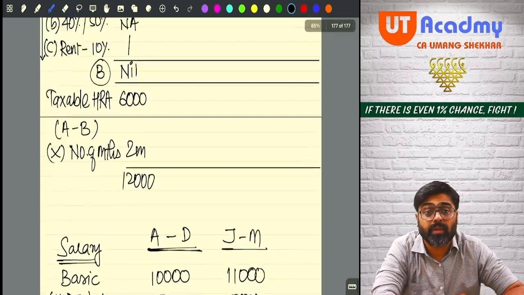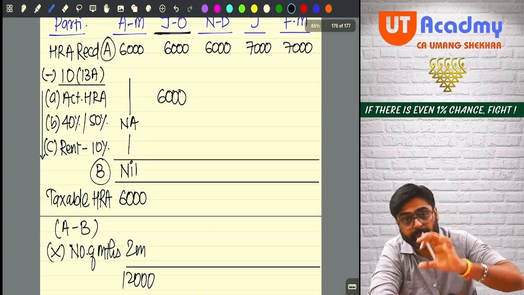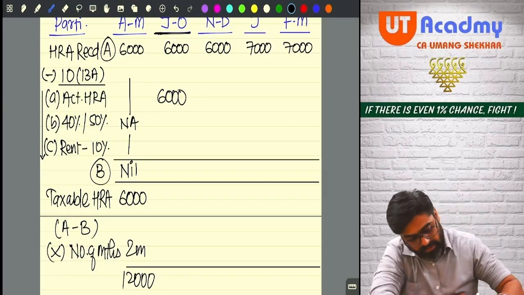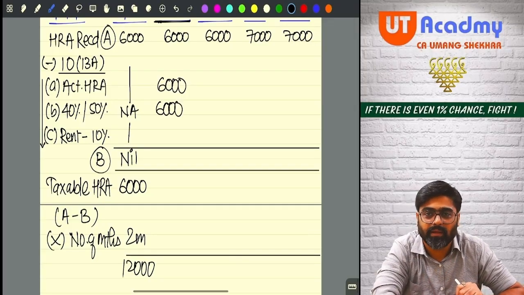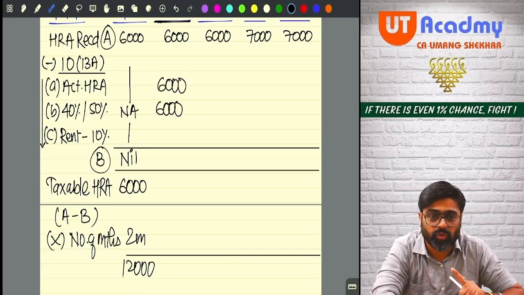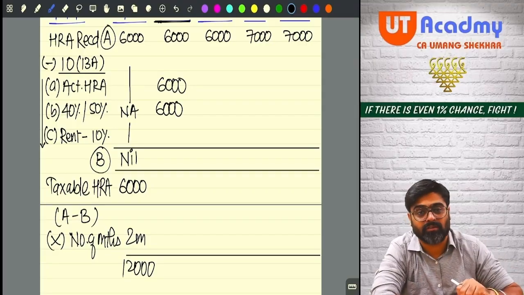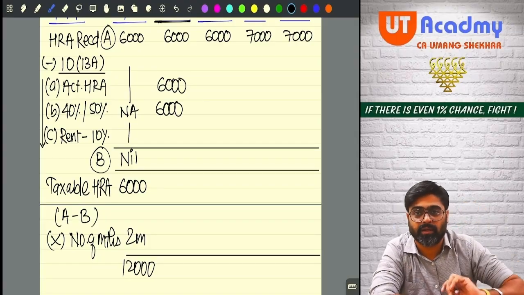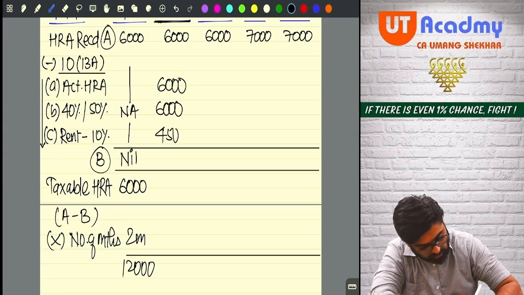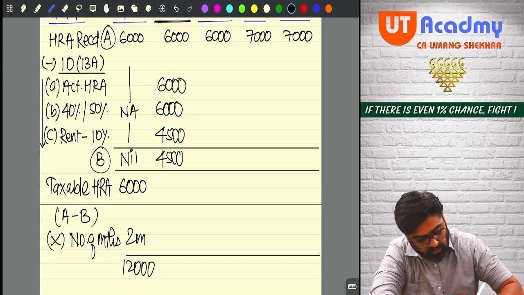So 40% I have to take. 40% of 15,000, and that amounts to, fortunately, 6,000. Then, what is the rent I have paid from June to October? 6,000 rupees in Ghaziabad. Out of that 6,000, I will reduce 10% of my salary. Salary is 15,000, 10% of that is 1,500. 6,000 minus 1,500 will give me 4,500. So what is the lowest amount? 4,500, that will be exempt.